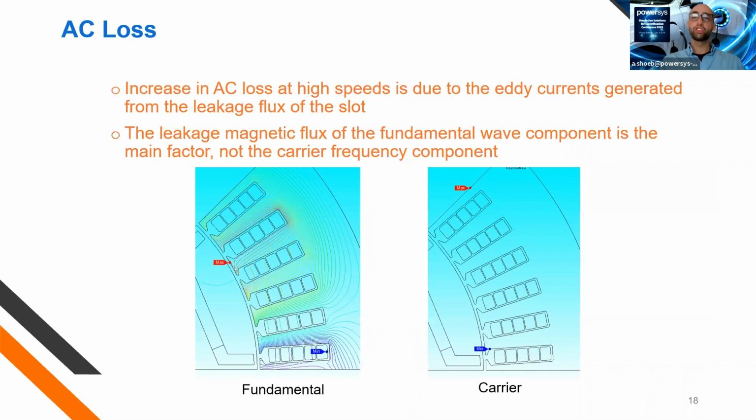Lastly, I want to check the AC losses. The increase in AC losses at high speed is due to the eddy currents generated by the leakage flux. And I wanted to check which harmonic component is responsible for it. I do a quick FFT to see the leakage flux, where I find that the leakage flux is mainly caused by the fundamental wave and not the carrier frequency.